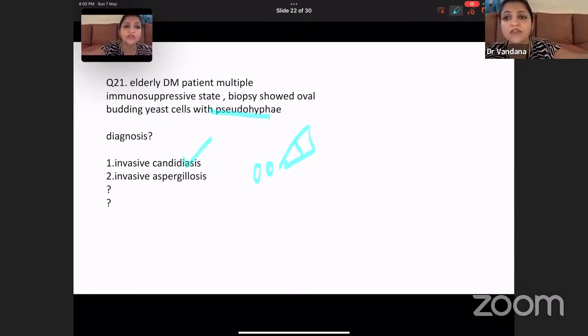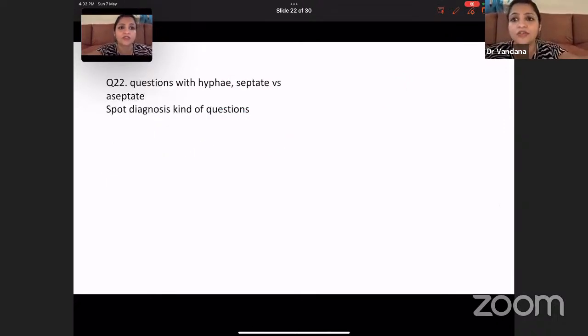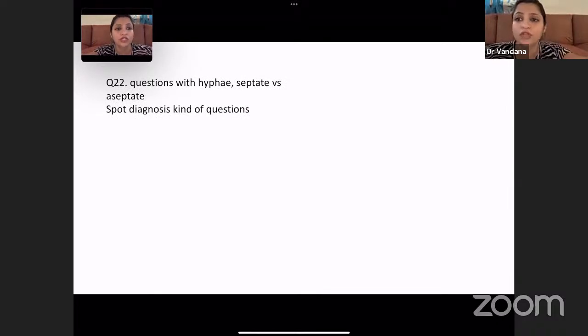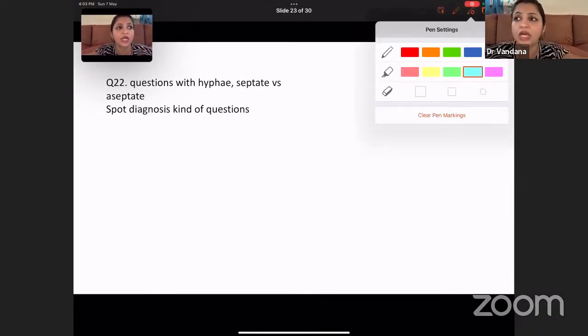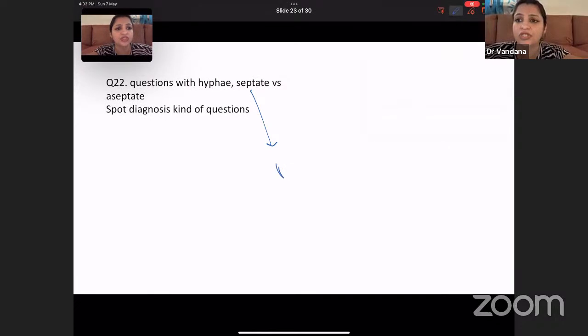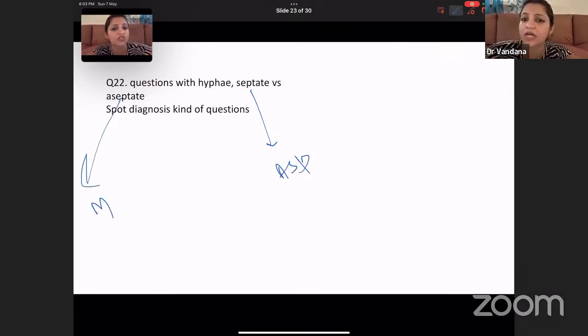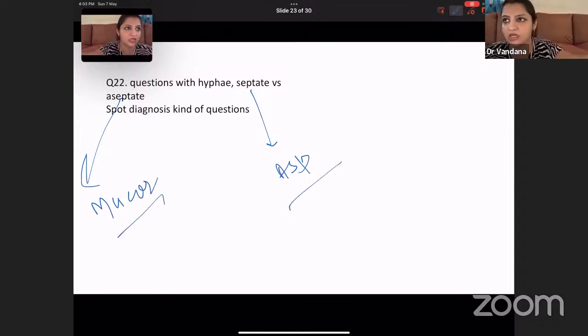Apart from this, there was also a fungus option. They asked about septate and aseptate fungus, which I had also given you as an image. Septate with acute angle branching was your Aspergillus, you know that, and aseptate with 90 degree angle branching was your Mucor. So these were also questions that came, and I just put them together.